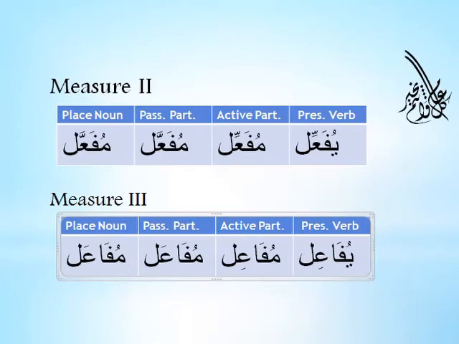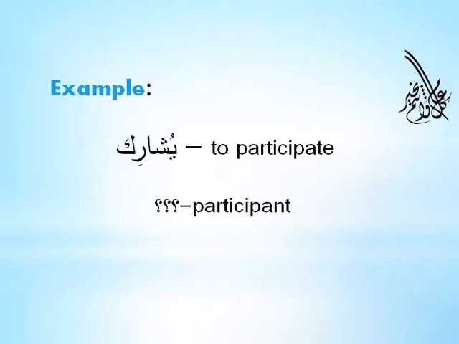Okay, so as always, you want to see some examples of this. Here we have a very good measure 3 verb, yusharik. Yusharik means to participate. Now this is a great example of a reciprocal. There is actually a measure 1, sharaka, to participate in something, but it's talking about one person joining, let's say. But here, yusharik, to participate, means other people are doing what you're doing. So this is a great example of a reciprocal. Yusharik is to participate, and you can see clearly the root, shin, ra, kaf, yusharik.